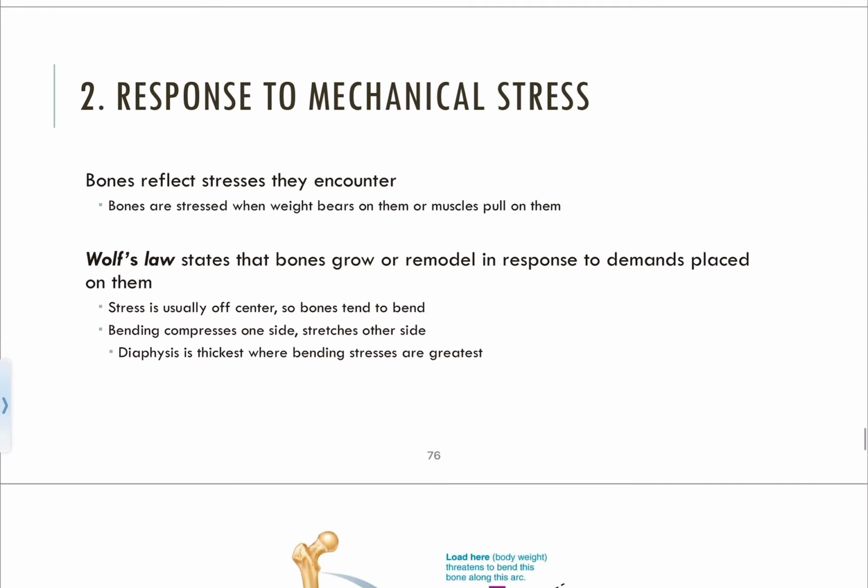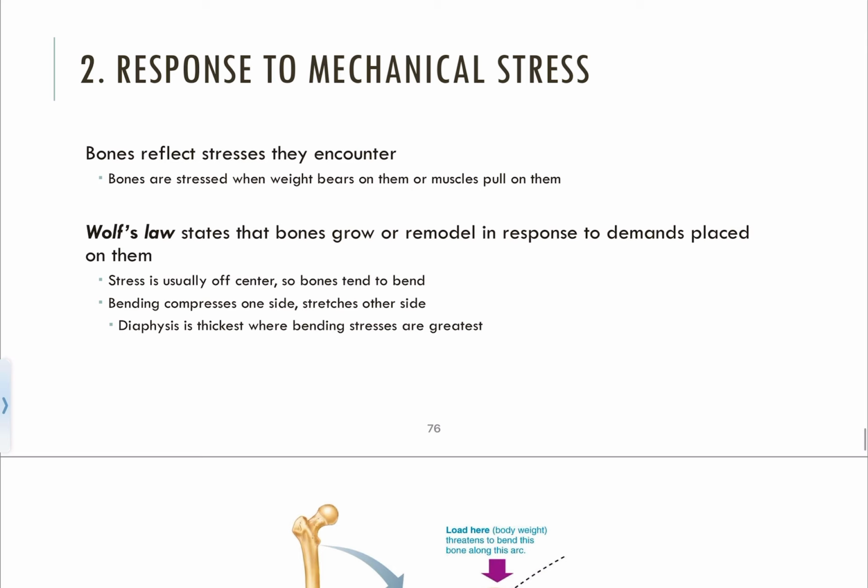The other way that we can remodel our bones is in response to mechanical stress. So basically, the shape of our bones and all of the bone markings that you're going to have to learn in lab are there because we have built bone in places where we have stress. So those are places where we have a lot of weight bearing on them or muscles pulling on them. Wolff's Law states that we grow our bones and remodel our bones in response to demands that we place on them.